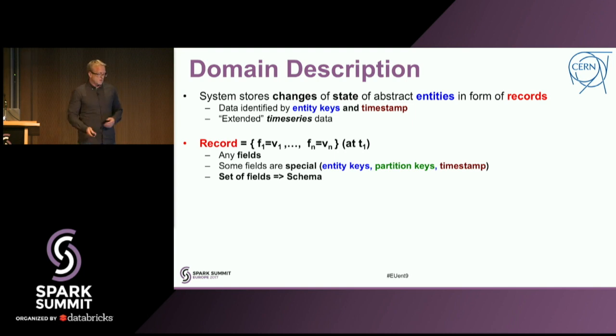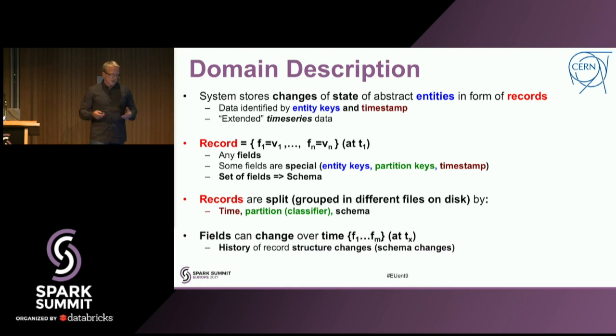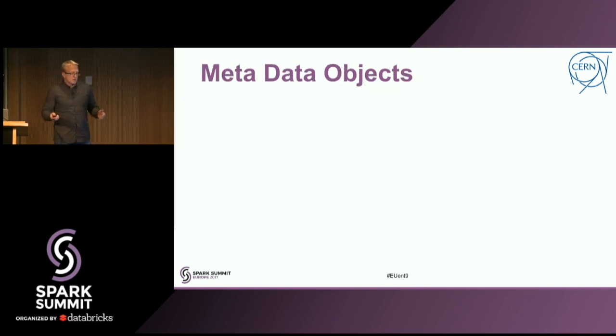So the whole thing forms a schema, of course, and records are split, so partitioned on disk based on the time, the partition key, and the schema. So this is how we do this. And fields obviously can change over time, so we have to keep the history of schema changes over time as well. So what objects do we have in our relational store?